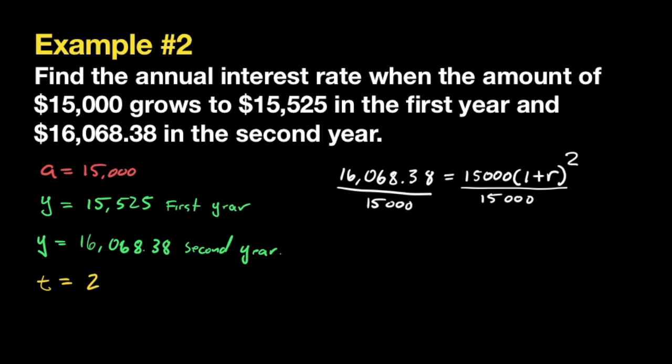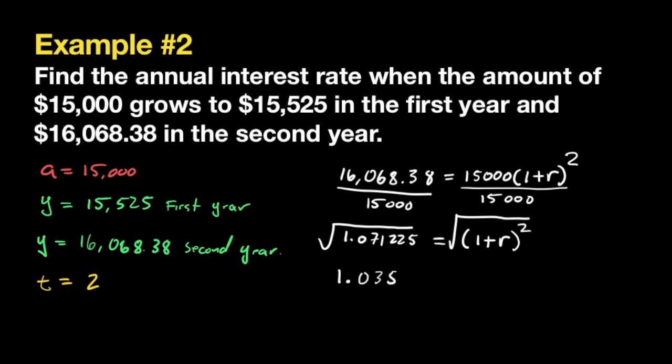That is going to give you 1.071225. In this case, we're going to put multiple decimal points to make sure that our answer is as accurate as possible. And that is going to be equal to 1 plus R squared. So we're going to find the square root of this. And that is going to be 1.035, and then we have multiple zeros after that.